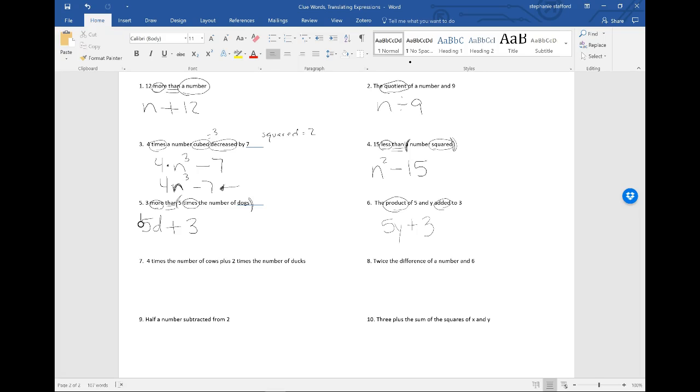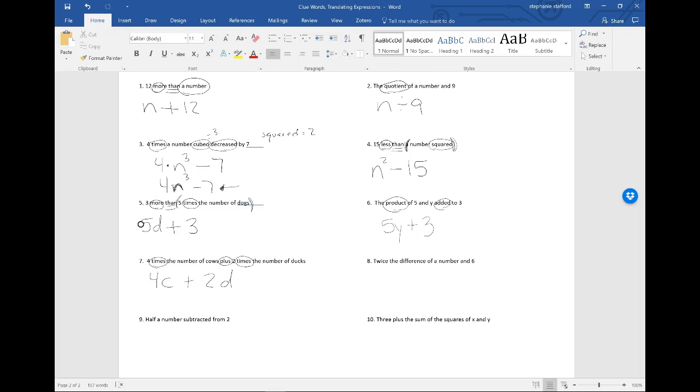Seven, 4 times the number of cows plus 2 times the number of ducks. So this one's kind of silly, but it gets our point across. There's no turnaround words, so I do them in order. So I got 4 times the number of cows, C, plus 2 times the number of ducks. Now we can't give it C because cows are not ducks and ducks are not cows. So we're going to represent cows as C and ducks as D.